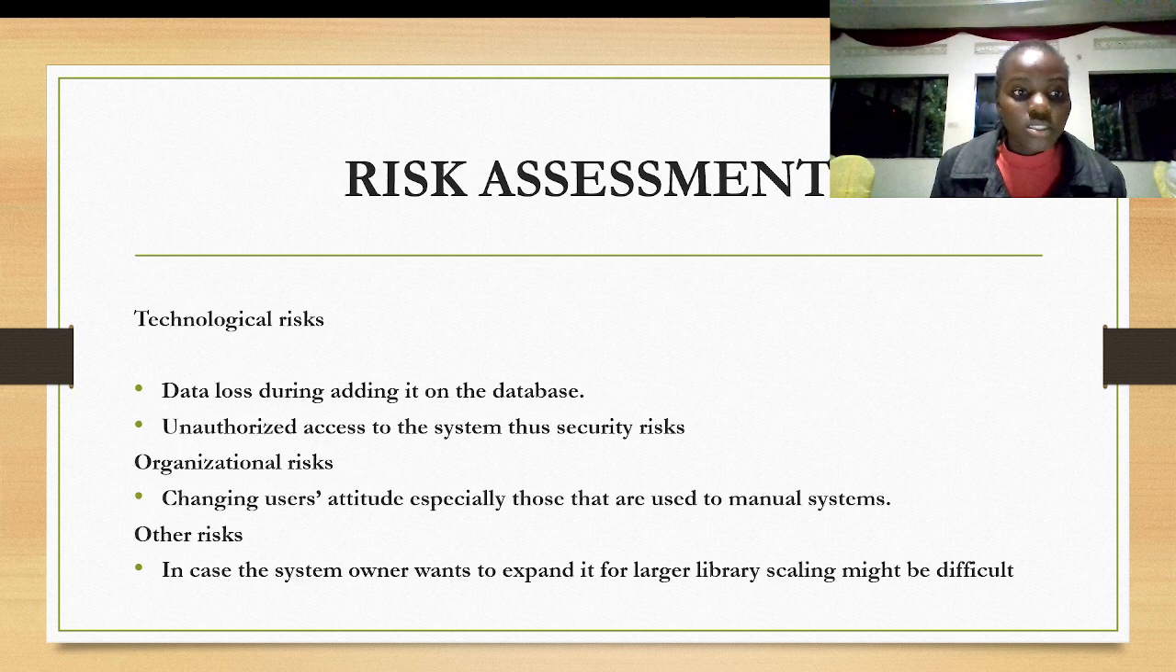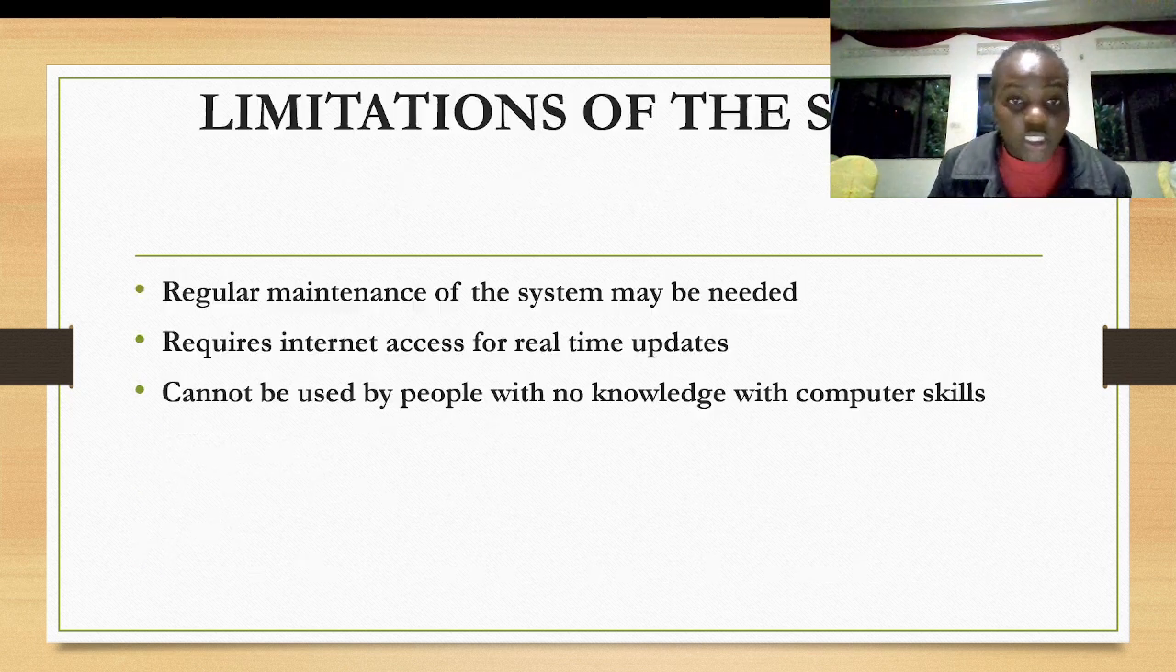So the risk assessment: you have the technological, the organizational risks, and other risks. For the technological, you have data loss while adding the data in the database. Then you have unauthorized access to the system. That's a security risk, if someone who is not authorized enters the system. Then for the organizational risks, you have changing users' attitudes, especially those that are used to manual systems. Then for other risks, in case the system owner wants to expand it for larger library scaling, it might be difficult.